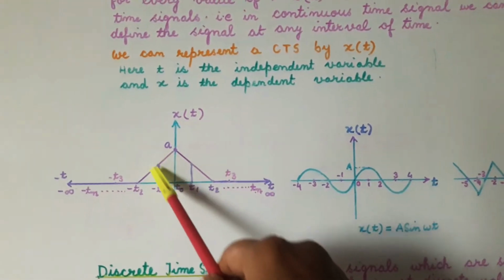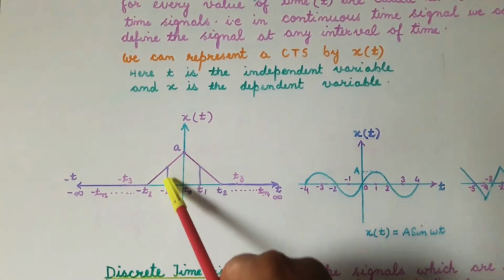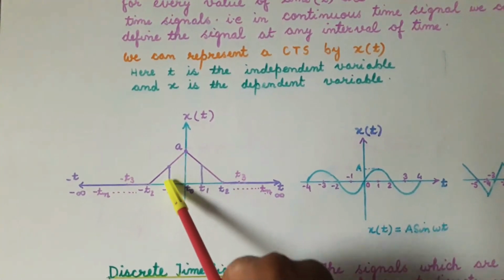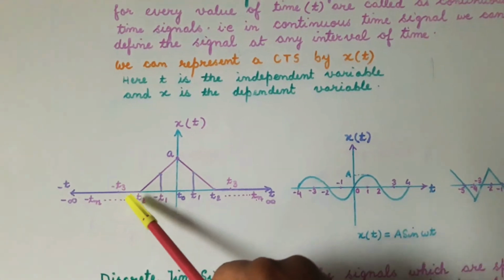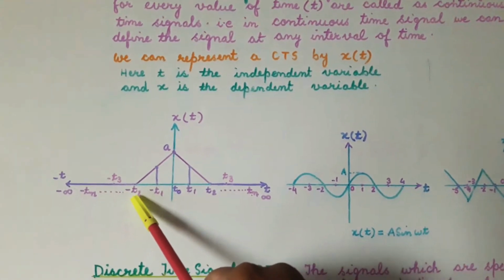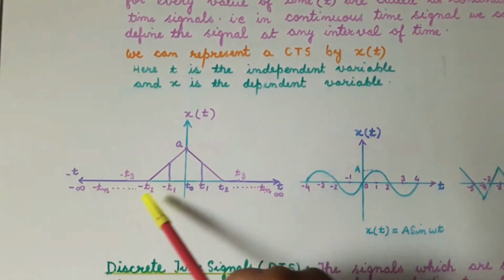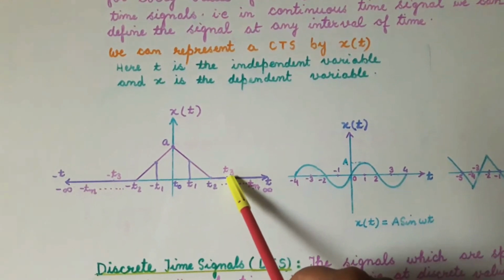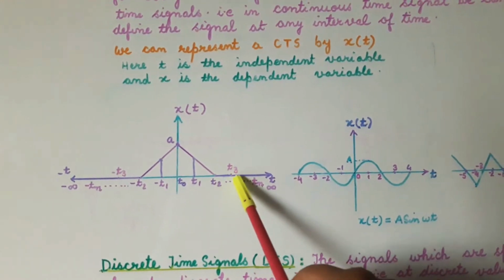Similarly, it is also specified at minus t1 and at minus t1 the value is equal to this much. Similarly, it is also specified at minus t2. Now it is also specified at minus t3 and plus t3, and its value is 0.